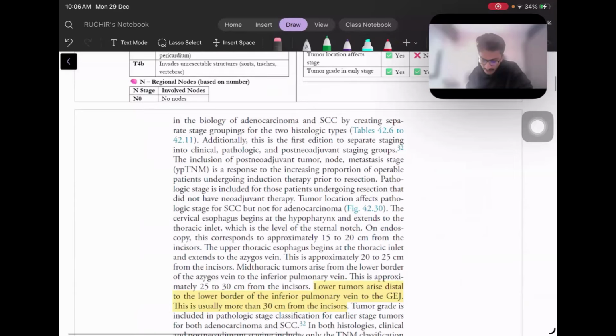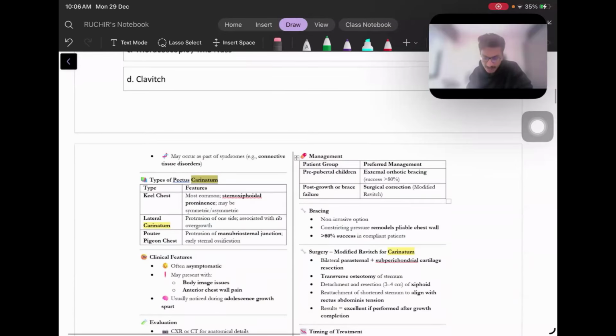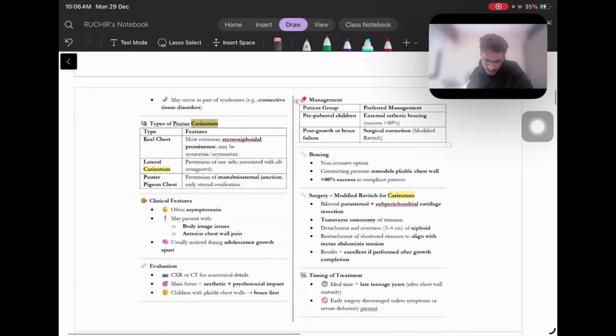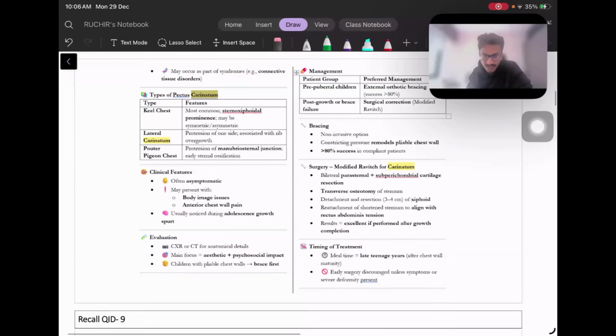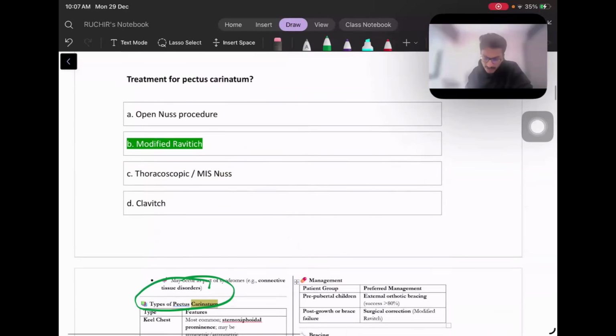So moving on to the next question: what is the treatment for pectus carinatum? I think this was a straight question, no scenarios or anything mentioned here. Anything to add on this question? Yeah. So this is again a very straightforward question, and a very important thing that is not very clearly mentioned in both the textbooks. But we have mentioned clearly that for pectus carinatum, out of all the options, the best answer is modified Ravitch. It is basically a bilateral parasternal subperichondral cartilage resection. So here the answer would be modified Ravitch.